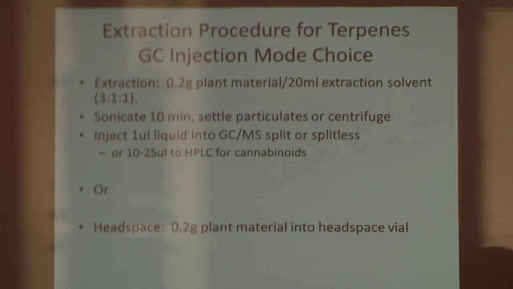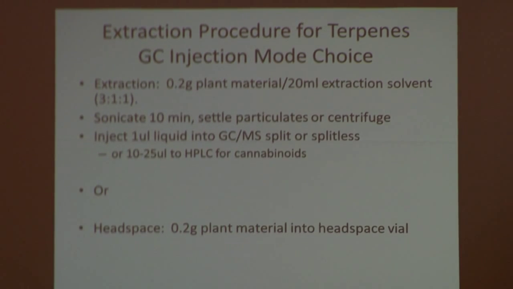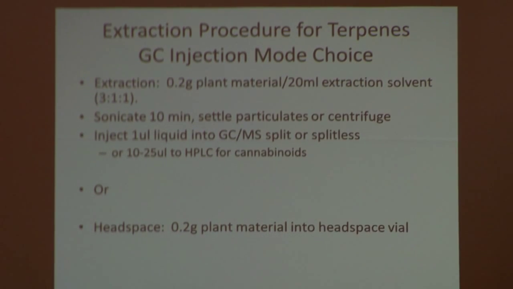So the extraction procedure for the terpenes, or even for the cannabinoids, might go something like this. Could take about 0.2 grams of plant material into about 20 milliliters of extraction solvent. Here I'm using 311. I might sonicate it for 10 minutes and let the particulates settle, or I might centrifuge it to get rid of the particulate matter. Then I can decant the liquid off, and I can inject 1 microliter of that into a GC or a GCMS, or if I take it to HPLC, I could take 10 to 25 microliters for doing the cannabinoid analysis.